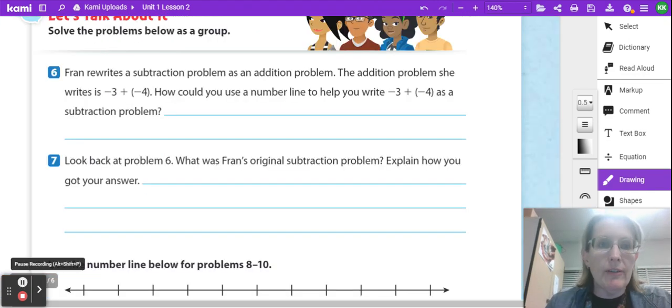Now read questions 6 and 7, and then you're going to check it with the Edpuzzle video. Remember, since this is your explanation, you may have different words than I do, and that is fine.